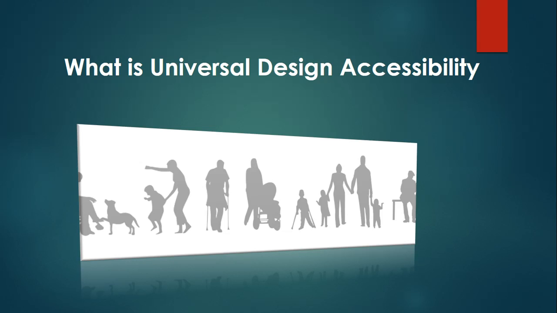After the Second World War, soldiers returned home with injuries. The rights and needs of older people and people with disability were brought to the front. Governments responded with an introduction of equal rights and anti-discrimination legislation. What is universal design accessibility?